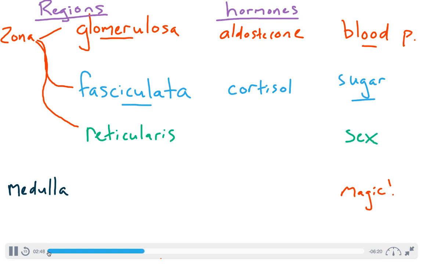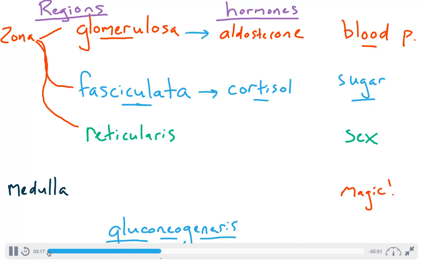gluconeogenesis. So literally the creation, I can write that down here. Gluconeogenesis: genesis referring to creation, neo referring to new, and gluco referring to sugar. So what cortisol does is it actually allows our body to better mobilize sugar in the body during times of stress. And so that's a great way to link the zona fasciculata with the release of this particular hormone. So cortisol. And cortisol is going to fall under the class of hormones called glucocorticoids.